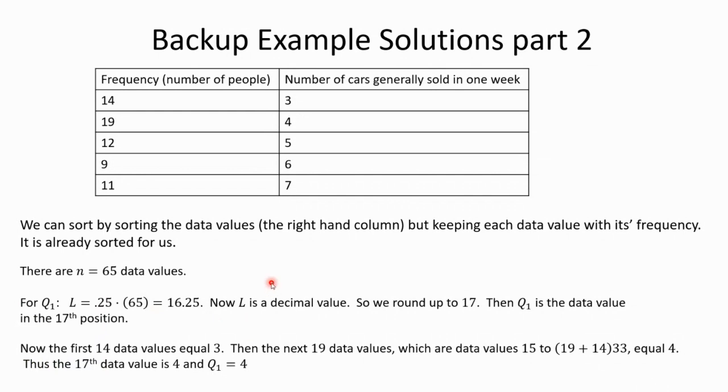So again, let me say it again. If you were to imagine lining up all this data, listing it all, the first 14 values listed would equal 3. The next 19 data values, which would be the 15th data value, the 16th data value, up to including the 33rd, they would all equal 4. So in particular, 4 would be the 17th data value. So that's our first quartile, Q1.